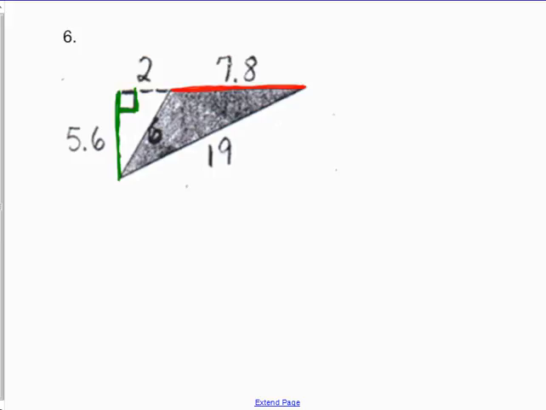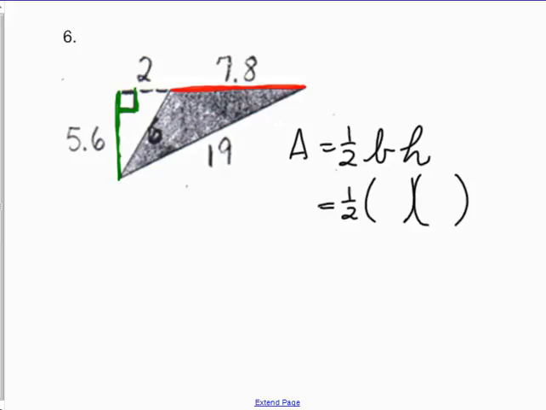Okay, so now as we set this one up, remember area of a triangle is 1/2 base times height. The base is 7.8. The height is 5.6. When I plug that into my calculator, I end up with 21.8 units squared.